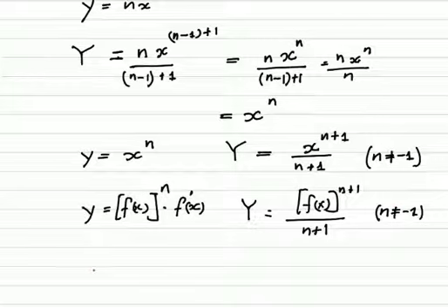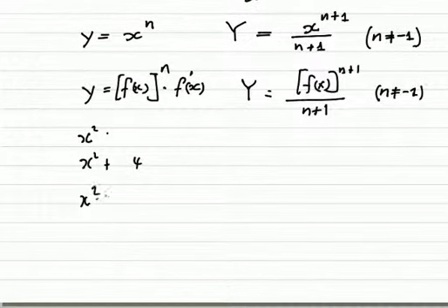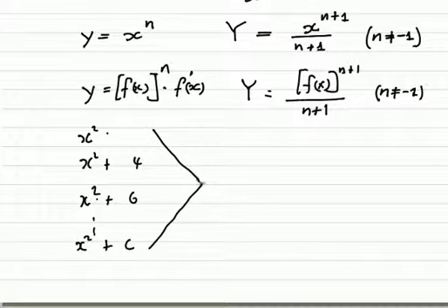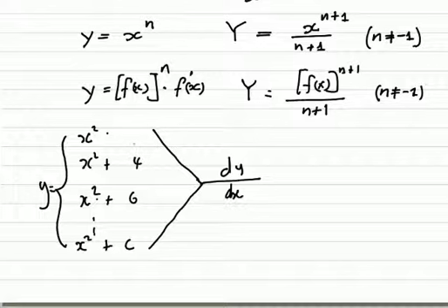So in such a way that if I say something like x squared plus 4, x squared plus 6, x squared plus a constant, if I do the same thing of differentiating this function, they say all this is y. If I differentiate this function y with respect to x, all of these functions will collapse to 2x plus 0 basically, but I can just write it as equals 2x.